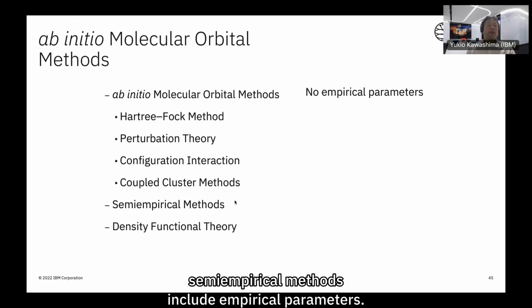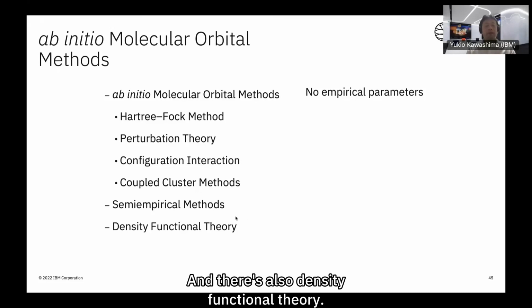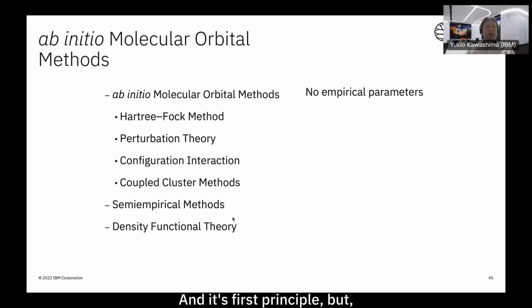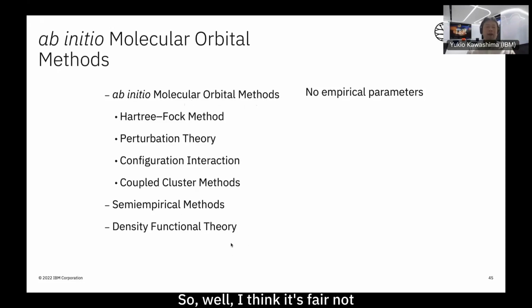And on the other hand, semi-empirical methods include empirical parameters, so they are not ab initio methods. And there's also density functional theory, and it's first principle, and some people actually even say that it's ab initio, but it's not ab initio molecular orbital methods. It's a completely different concept. So, well, I think it's fair not to include density functional theory in ab initio molecular orbital methods.